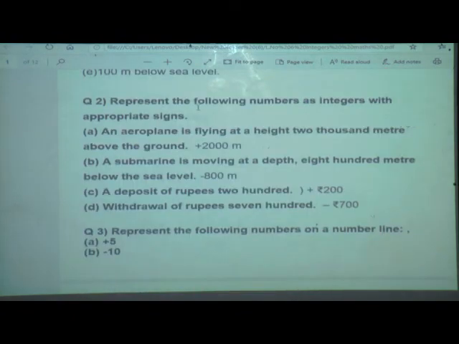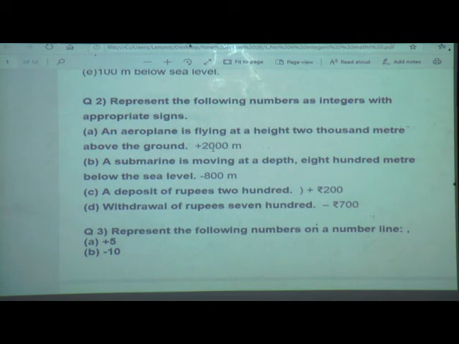Next question. Represent the following numbers as integers with appropriate signs. Okay. So you can see here the question, an aeroplane is flying at a height 2000 meter above the ground. Now we have to represent this following sentence as the integer. Whatever the sentence is given, we have to represent this sentence by using the signs and integers.